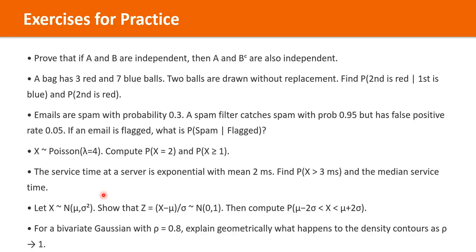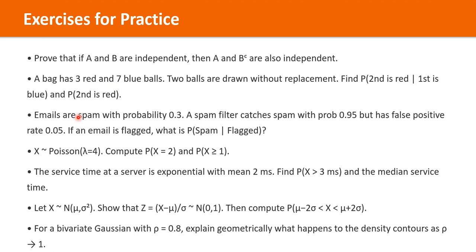Here are 7 exercises. Please work through them before the next session. Exercise 1. Prove that if A and B are independent, then A and not B are also independent. Exercise 2. A bag has 3 red and 7 blue balls. 2 balls are drawn without replacement. Find the probability the second is red given the first is blue, and the probability the second is red.